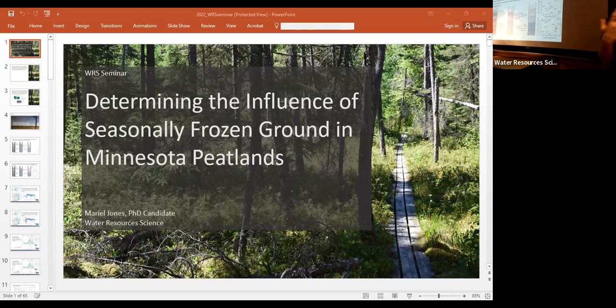And so the big question that kind of comes out of this is then, what are we seeing in terms of water table elevation trends? And that's where my research starts.